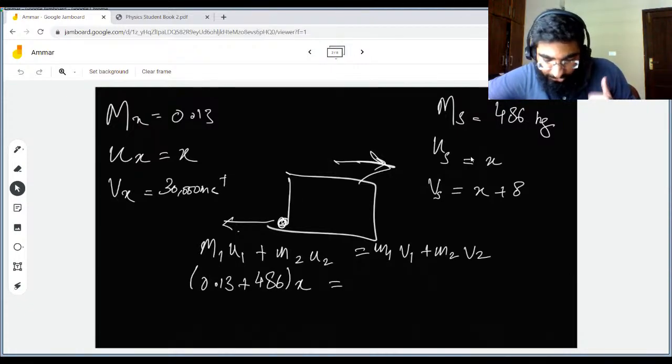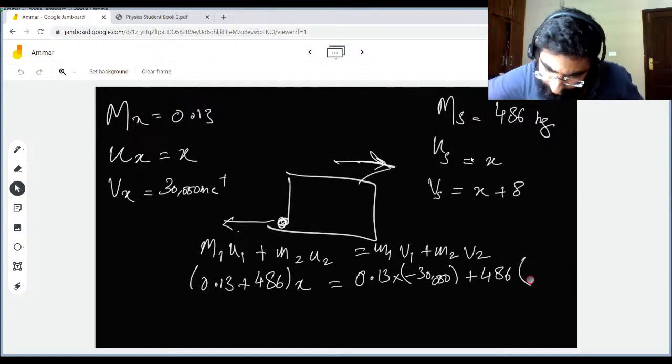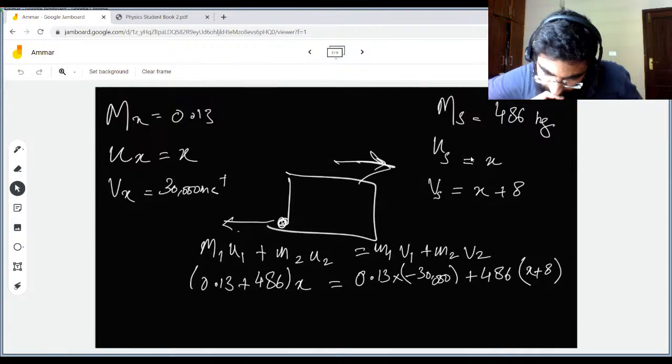All right, so v1, the velocity of xenon after being released, is in the opposite direction, so I'll take it as negative: 0.13 into minus 30,000. And over here I will have plus 486 times v2, which is x plus 8. It keeps on moving in the same direction. So this, I get 486.13.